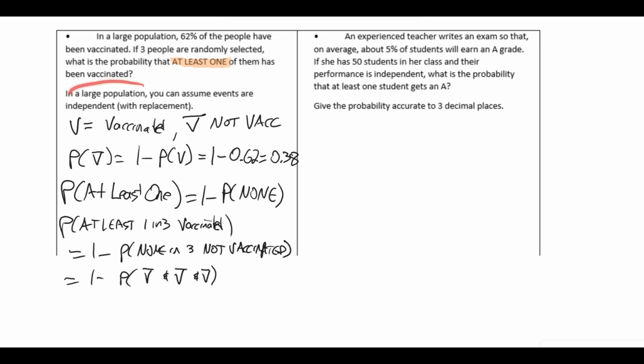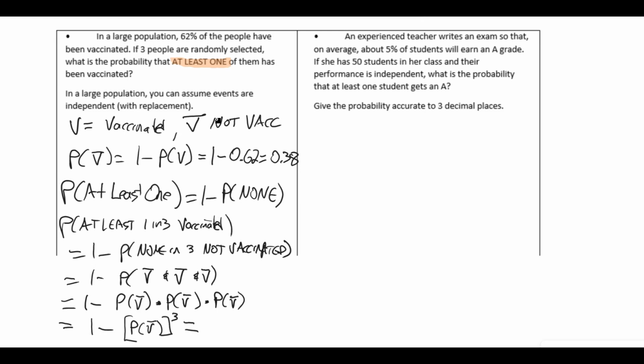Because this is a large population, we can assume that when we go after the second person, they have the equal percent chance of being not vaccinated, that is 38%. So therefore, these are independent events, and we can change these "and" probabilities into simple products. 1 minus probability of not being vaccinated times probability of not being vaccinated times probability of not being vaccinated. What we see is this is 1 minus the probability of not being vaccinated to the 3rd power. This probably forms the easiest approach.